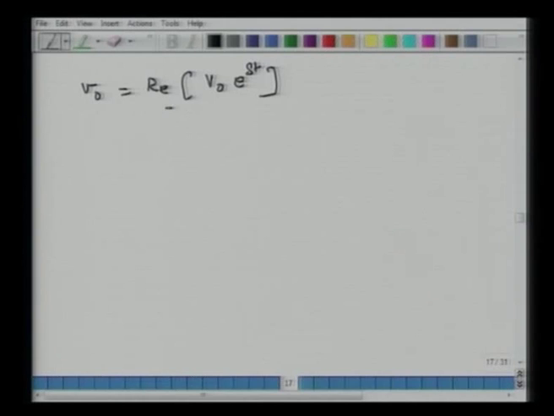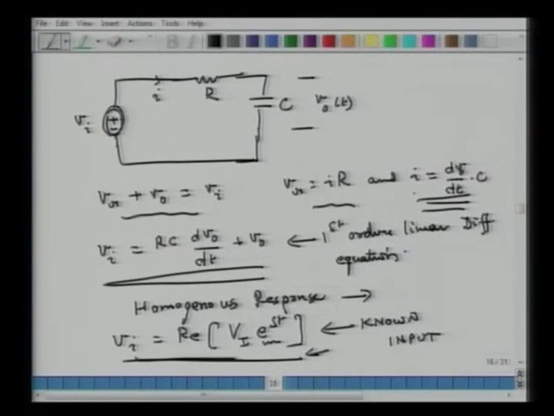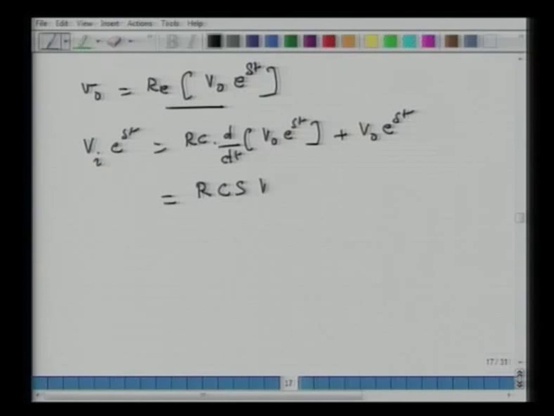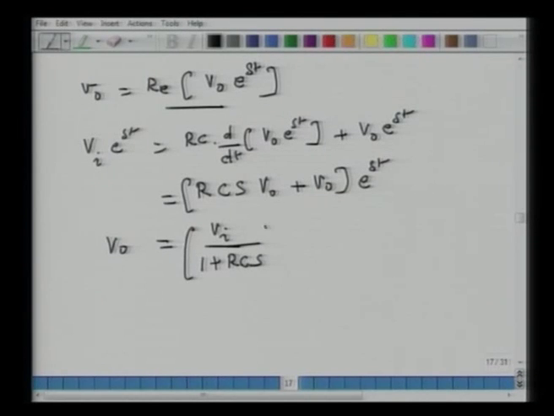Now I take this relation and plug it in, the relation for V naught, in this entire equation. So what I get is Vi e^(st) equals RC times d over dt of V naught e^(st) plus V naught e^(st). Now I differentiate and do the math. What I get is RC s V naught plus V naught, times e^(st). So V naught equals Vi over 1 plus RCs, or V naught over Vi equals 1 over 1 plus sCR.